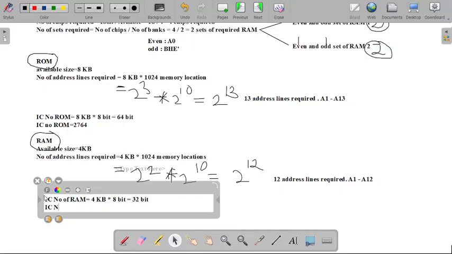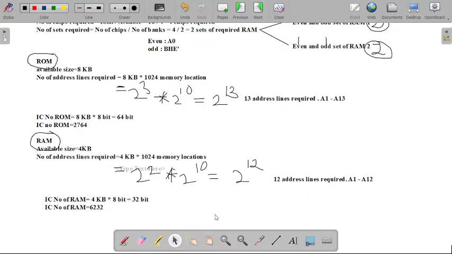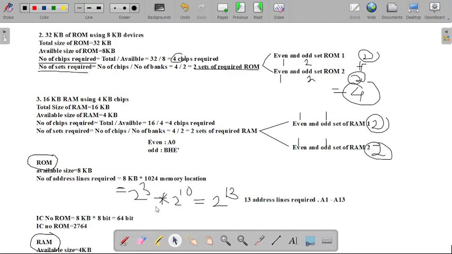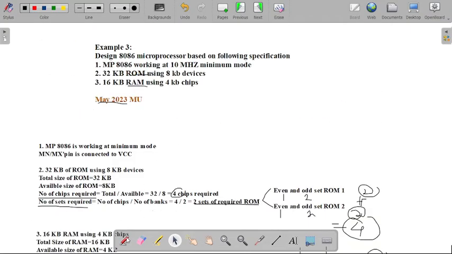And we are writing here the IC number for our RAM is equal to 62, which is the prefix for our RAM structure, and then whatever number we got from our previous calculation, that is from 4 into 8, I am writing here, that is 6232. So 6232 is the RAM number for our IC. So currently we have completed the theoretical part of our example.